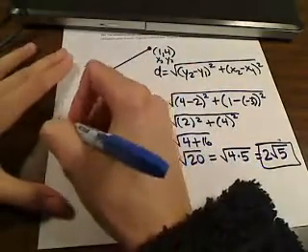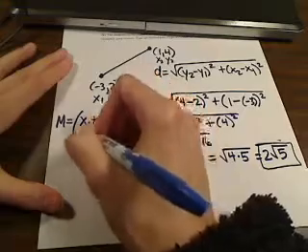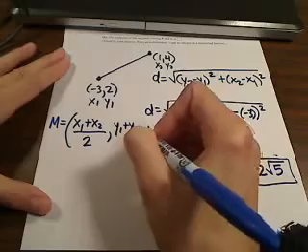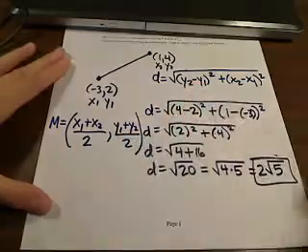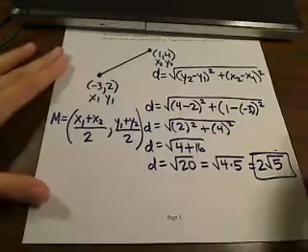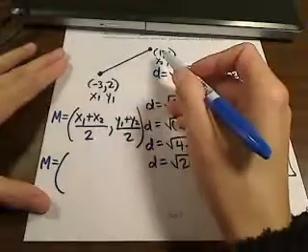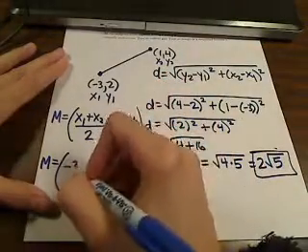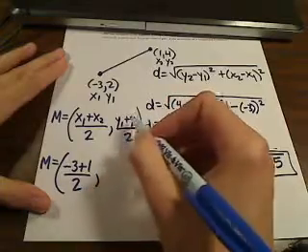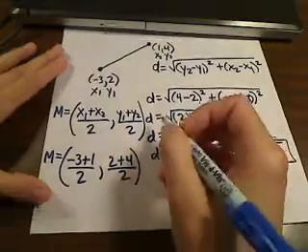The midpoint, our formula for the midpoint, essentially what you're doing is taking the average of the ordered pair points. So I would average the x values and average the y values, which means add them up and divide by 2. So the midpoint here would be x1 plus x2, negative 3 plus 1, divided by 2, and then y1 plus y2, 2 plus 4, divided by 2.